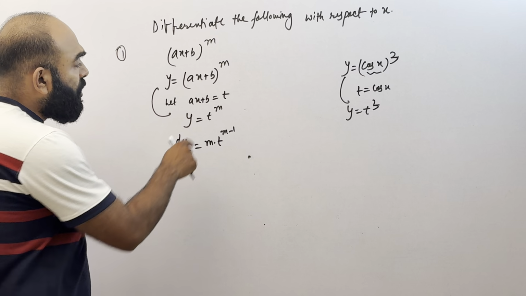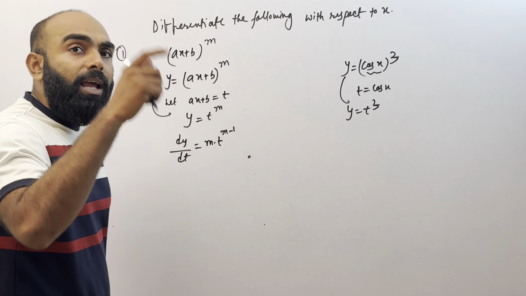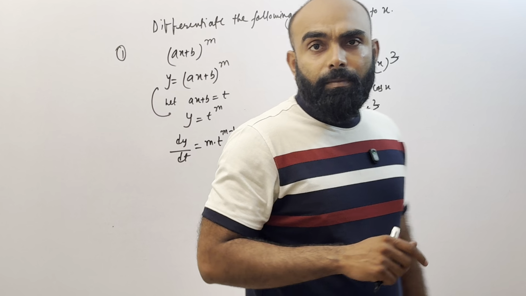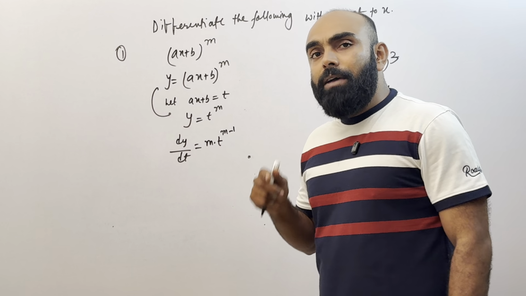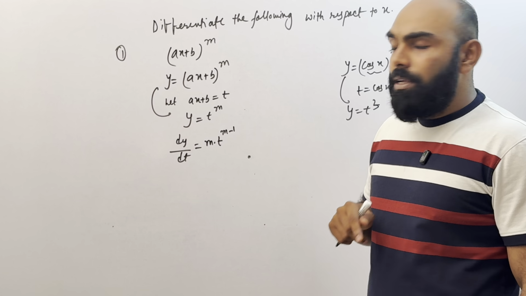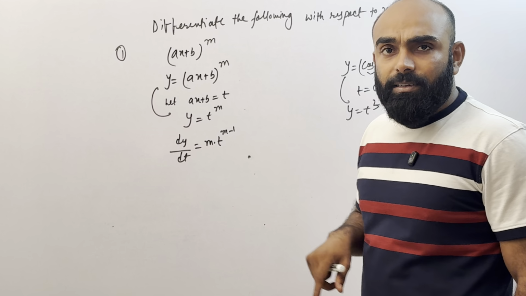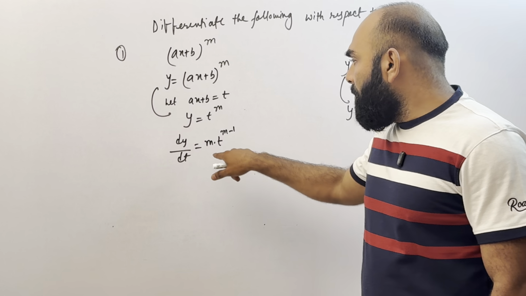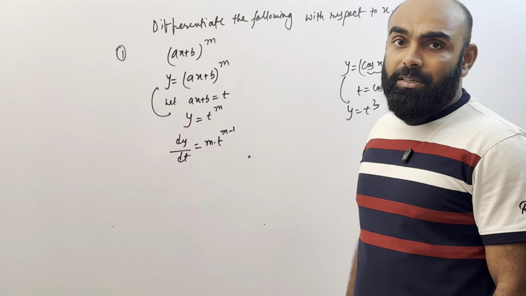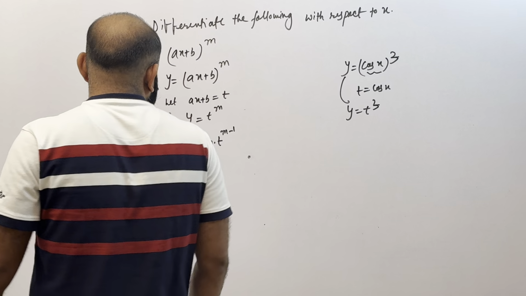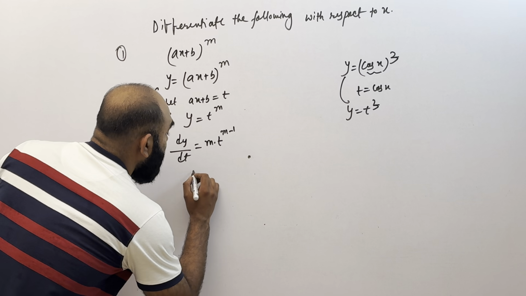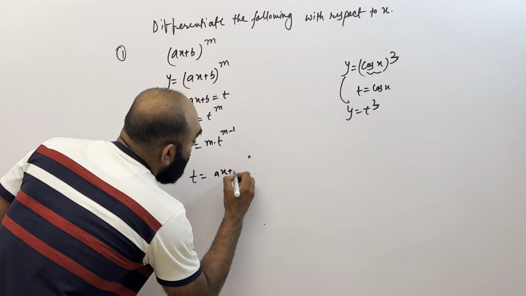So which form do I have to apply here, sir? The form y is equal to x to the power n is there. We have n x to the power n minus 1. Here n is m only. So m t to the power m minus 1. Now what is the next step? Sir, what is your t? My t is ax plus b.